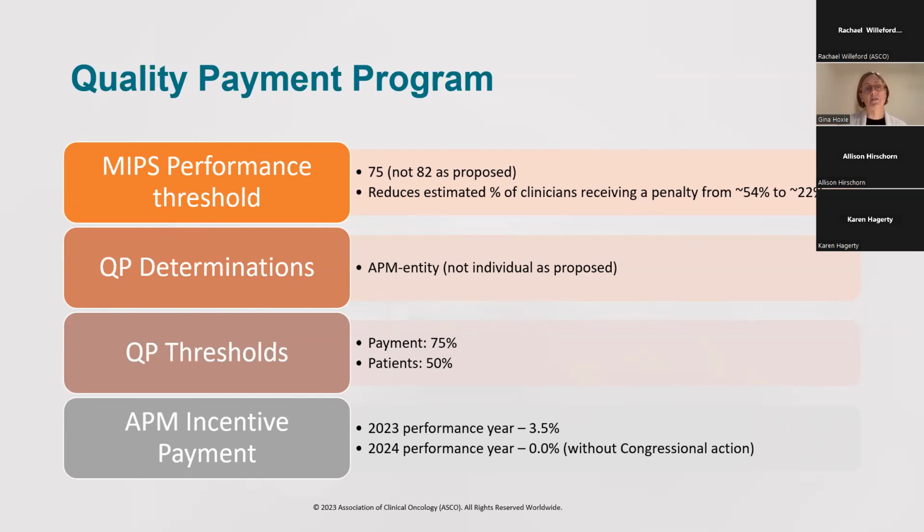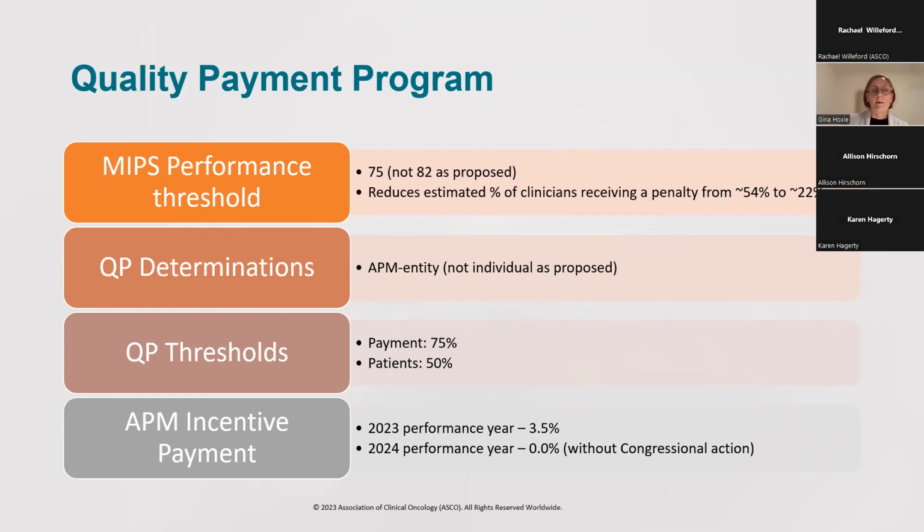The QP determination. So this is for a qualifying participant in an advanced APM. CMS proposed to make the QP determinations at the individual level instead of at the APM entity level. We had concerns with this because it would make it very difficult for oncologists to meet those QP thresholds on their own. And so we pushed back and said, you need to keep doing this at the APM entity level. CMS agreed, and they will continue to make those determinations at the entity level and not the individual level.